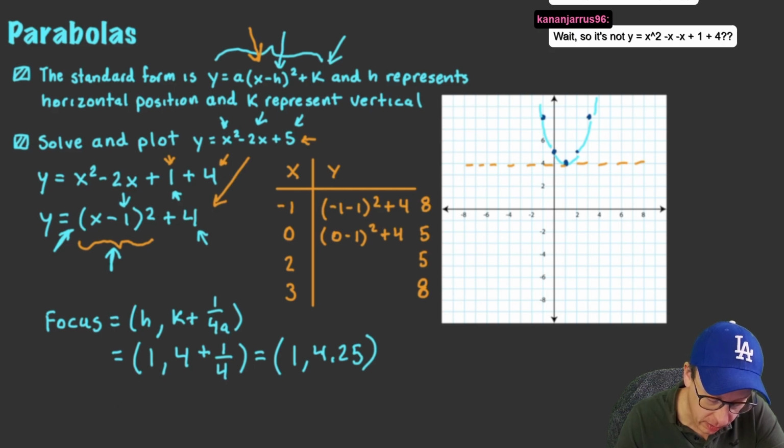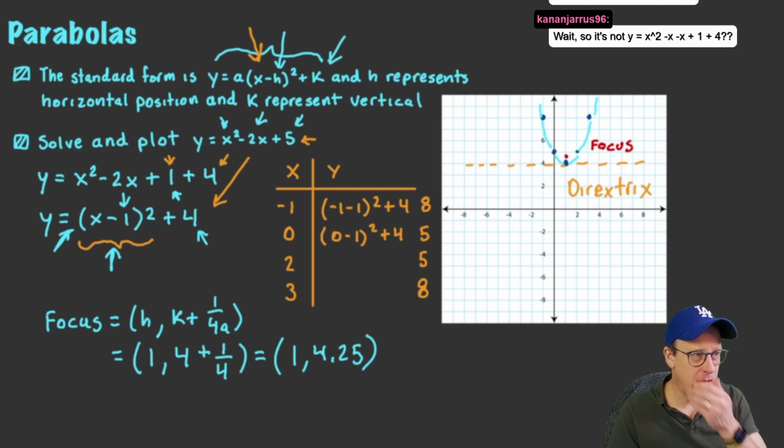Let's see if I can pick another color here that can be seen. So roughly 1 and 4 1/4. So the focus is going to be right there at that red point, while our directrix is going to be this line that lies underneath of it. So directrix, just so you know how to spell it.